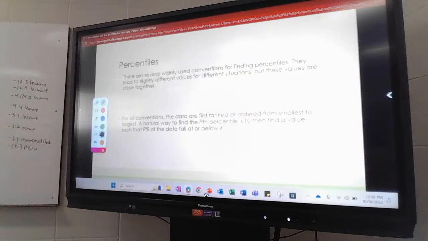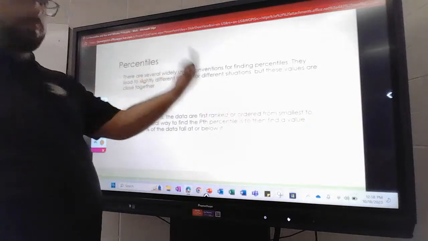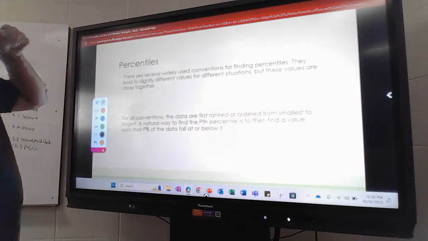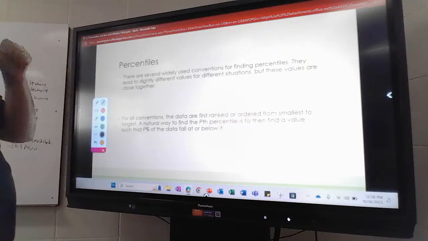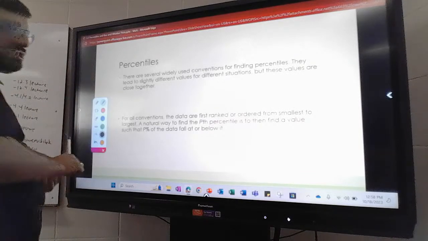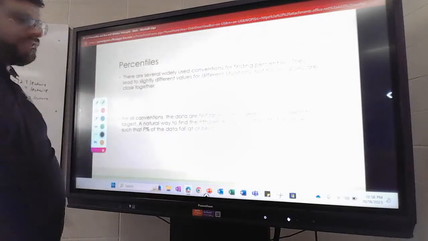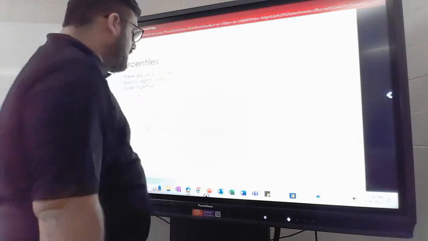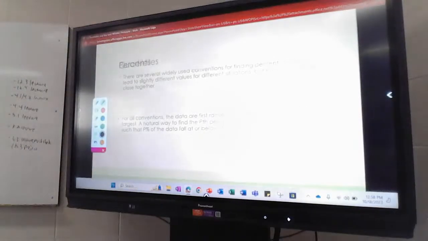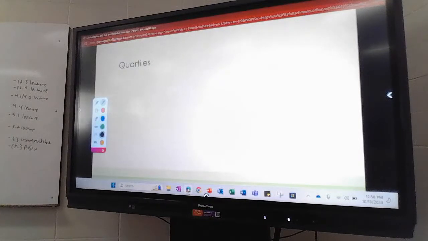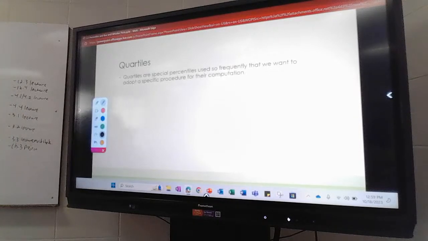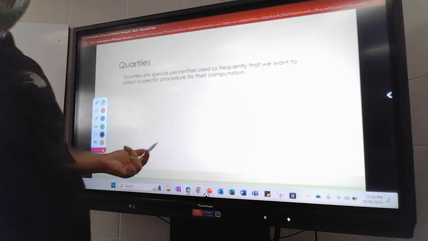So the easiest way to find percentile, if you have a set of data, is to order them from smallest to largest, like you would if you're finding median or anything of that nature, and then find a value such that that percent of the data falls at or above it. So once you have your data in order, then you find the value such that a certain percentage of the data falls below that value, which we'll see with what's called quartiles. Quartiles are a very popular application of percentiles. As a matter of fact, they're used so frequently that there's a special procedure for calculating them.